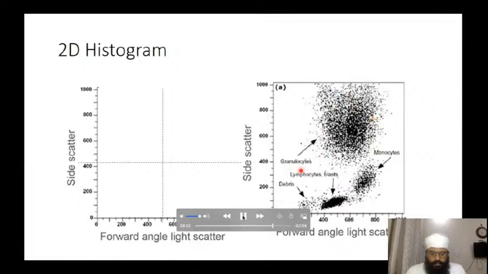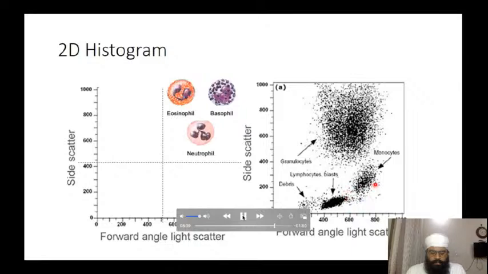Obviously, these cells are granulocytes, because granulocytes, like eosinophils, basophils, or neutrophils, are medium in size, but they are very complex cells. Here we have bigger cells because they give a more or less high signal on the forward scatter, but they give low signal on the side scatter. So they are big, but they are not complex. They are simple cells, and these are monocytes, because monocytes are big cells, but they are not complex. Here we have very simple cells because they give very low signal on the side scatter, and they are smaller than monocytes and granulocytes.